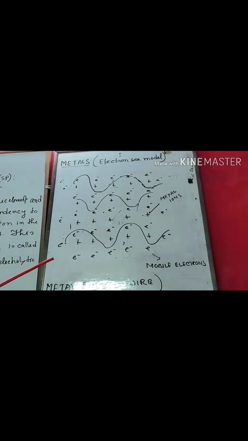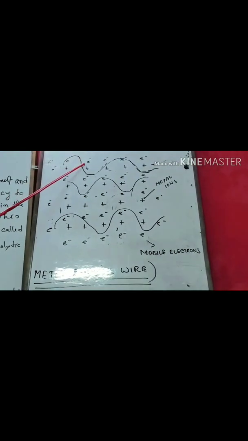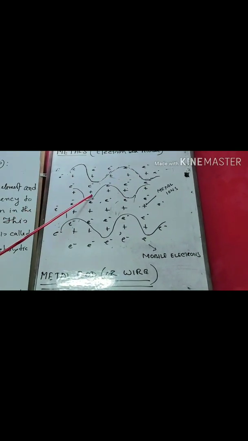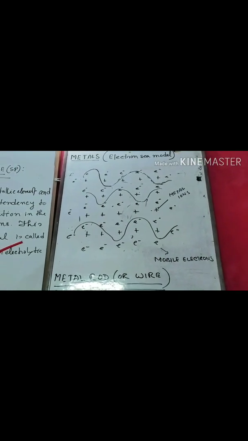According to the electron sea model, positively charged metal ions are in a sea of electrons. As in the figure, these are the positively charged metal ions, and these are mobile electrons. They are moving this way. If one electron moves, then this vacancy is filled by the nearest electron, and in this way electrons move. This is the constituent of a metal solid.